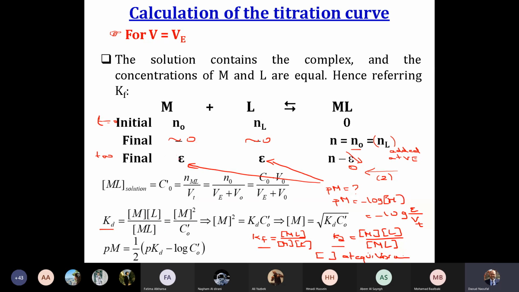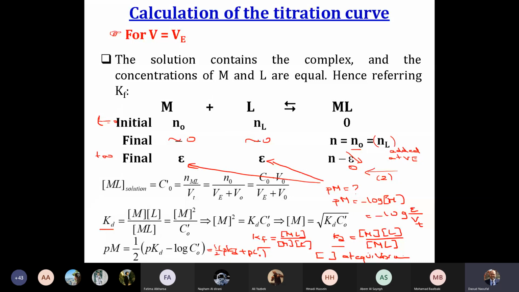M at equilibrium equals epsilon, L at equilibrium equals epsilon, so M equals L at equilibrium, and M square divided by ML, which is N divided by V total, or I noted C prime 0, implies M square equals Kd C prime 0. So M equals radical Kd C prime 0, so pM equals half pKd minus log C prime 0, or equals half pKd plus p C prime 0. Pay attention that C prime 0 at equivalence is different from C0 at t equals 0.